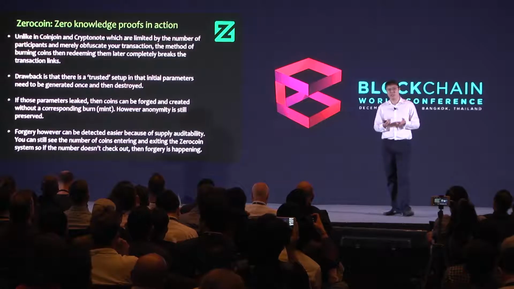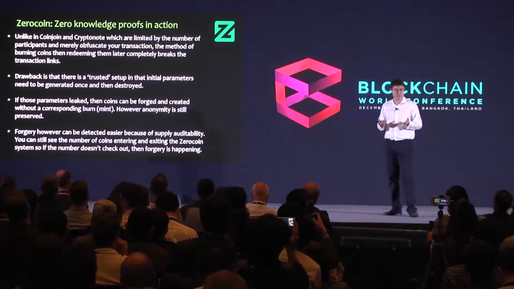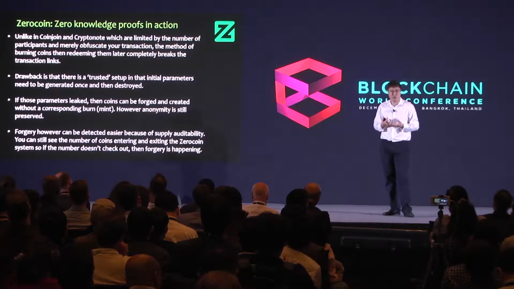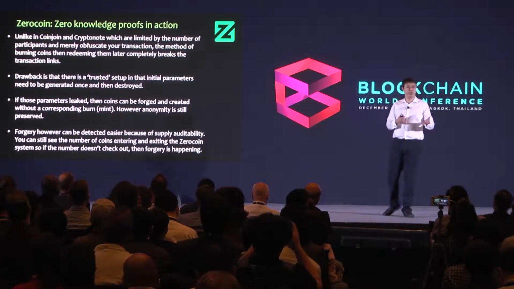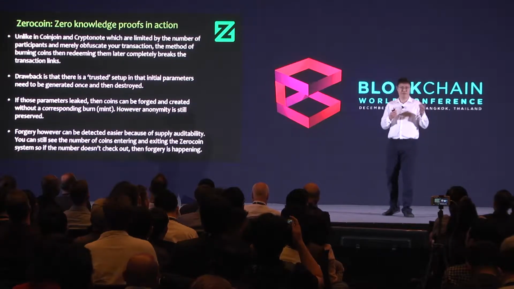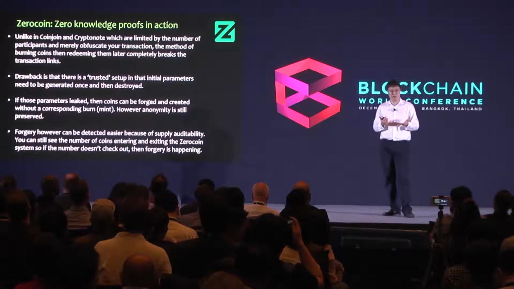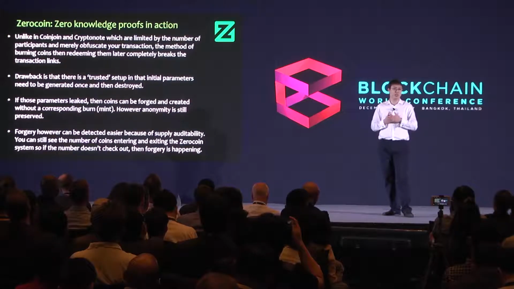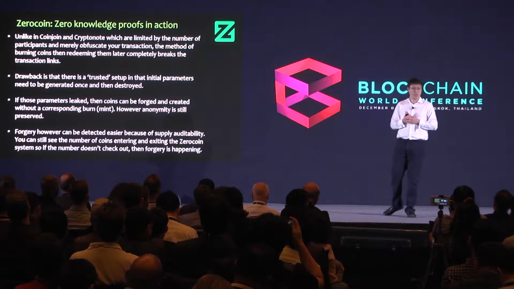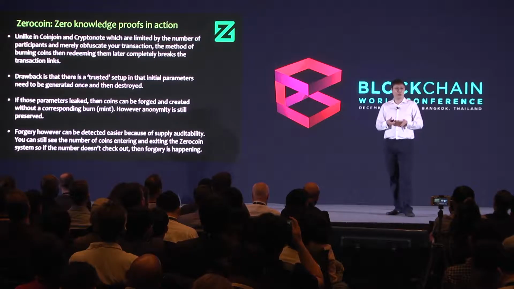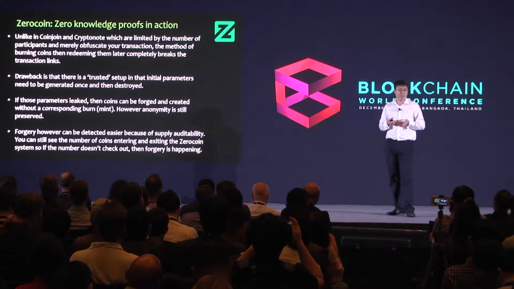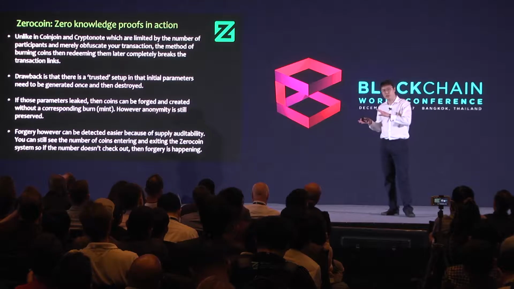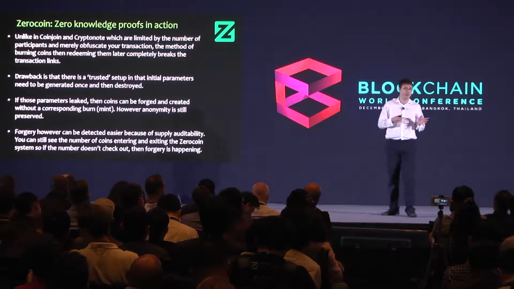So what happens if these prime numbers are leaked? If those parameters are leaked, coins can be forged. That means people can redeem new coins without a previous mint. That means I can generate new coins without having burned any before. And this is a real problem, right? However, anonymity is still preserved. So even if I have these parameters, I still can't break the anonymity. However, with Zcoin, forgery can still be detected because of supply auditability: I can see the number of coins going into the Zcoin network, and I can see the number of zero coins going out.